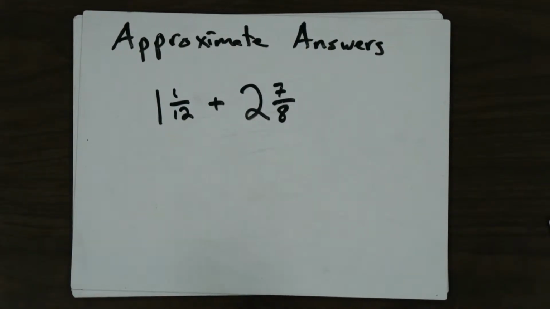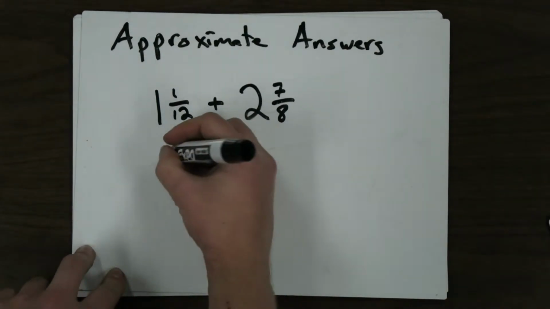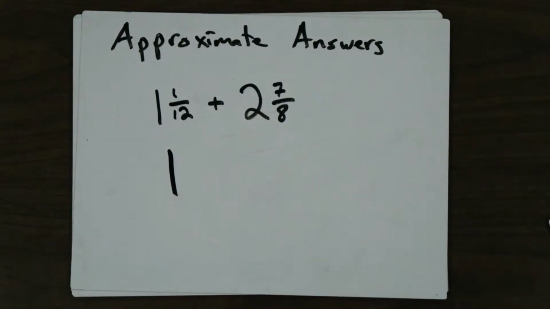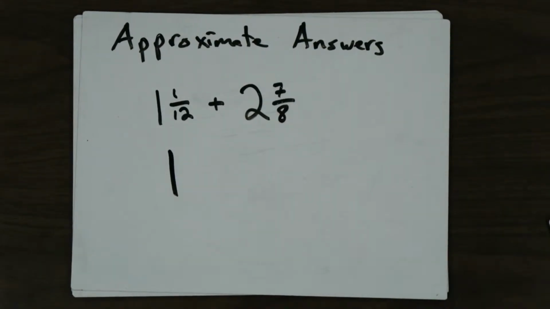So here's how I'm going to do this. I see 1/12, and I think 1/12 is pretty small. It's not really going to change the outcome too much if I leave it in or if I get rid of it. So I'm going to round 1 1/12 down to just the whole number 1, because there's not a big difference between 1 and 1 1/12. There's not a huge difference.